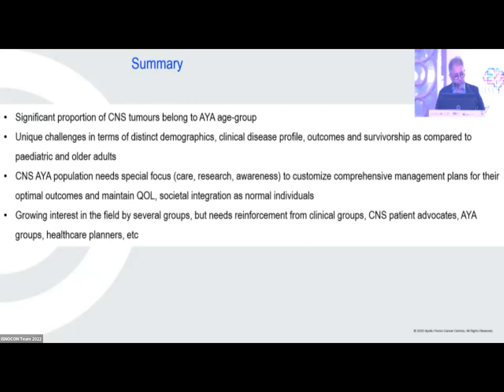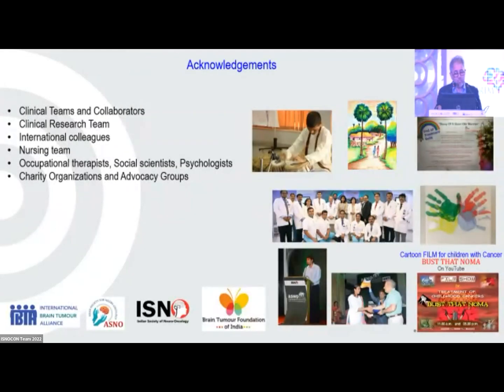Fortunately, there is a growing interest in the field, and I must recognize in this forum Professor Prakash Chitalkar's tremendous untiring effort, including instituting an award in ISNO every year dedicated to AYA research in CNS tumors. So it's a great initiative by him, and there is growing interest by several groups, but it needs reinforcement from clinical groups, CNS patient advocates, the AYA group, healthcare planners, and everyone. I'd like to acknowledge all the teams in TMH and Apollo, and all of you for your hearing. Thank you.